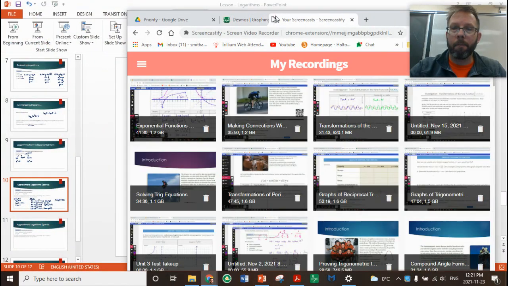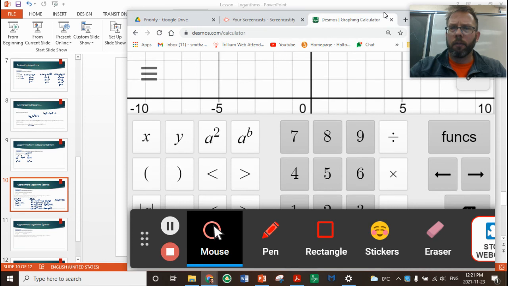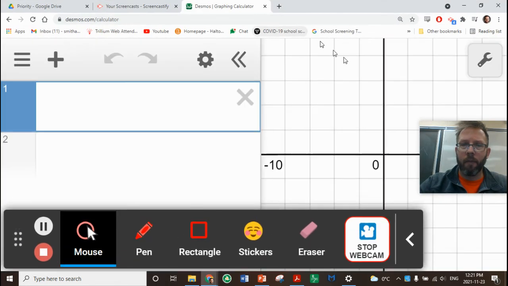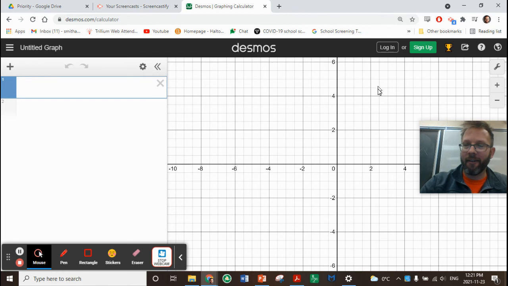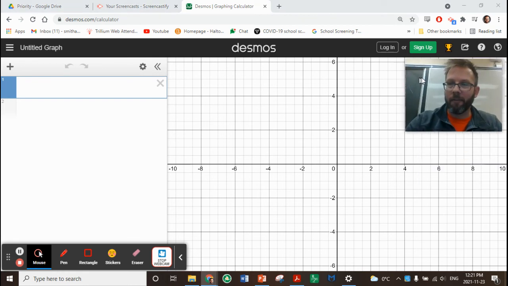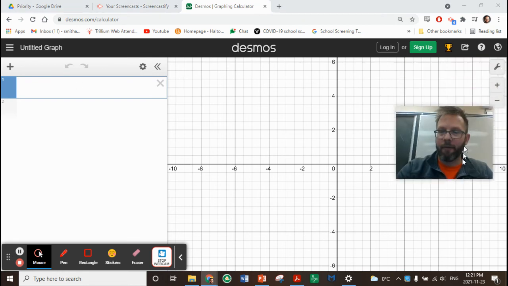Desmos, here we go. I need to get my face out of the way. Get out of the way, face. All right. And that is way too big. All right. What we're going to do is, face go down there.